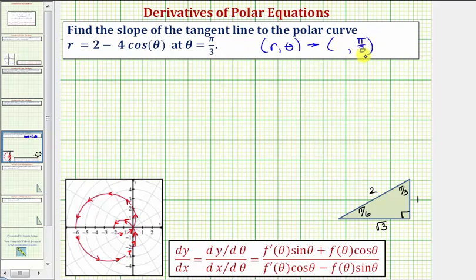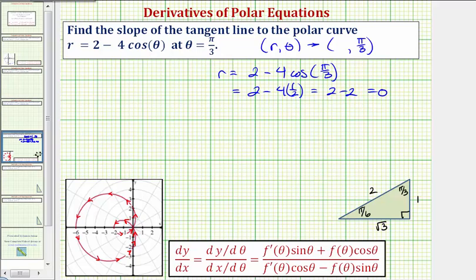So we'll substitute pi over 3 for theta into our equation to determine the first coordinate r. We would have r equals 2 minus 4 times cosine pi over 3. Looking at a reference triangle below, cosine pi over 3 is equal to the ratio of the adjacent side to the hypotenuse, and therefore cosine pi over 3 equals 1/2. So we have r equals 2 minus 4 times 1/2, which is equal to 2 minus 2, which equals 0.